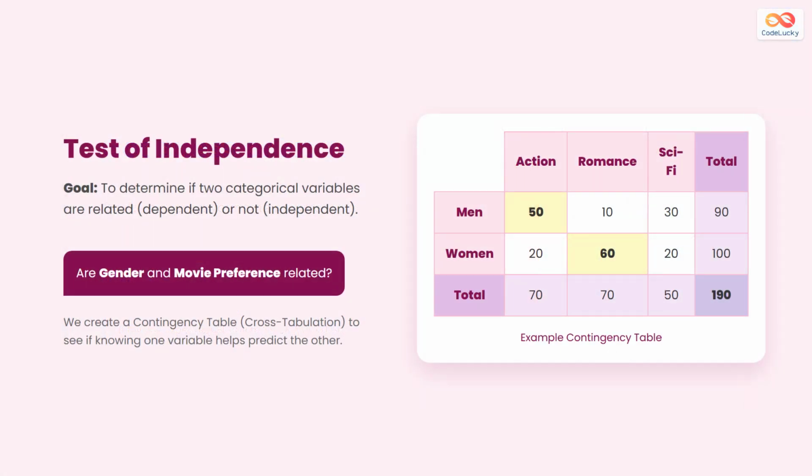Another major application is the test of independence. This checks if two categorical variables are related. For example, does gender influence movie preference? We organize the data into a contingency table, like the one shown here. We then compare the actual counts of men and women who liked different genres against what we would expect if there were no relationship at all.